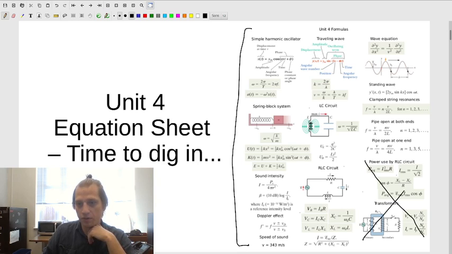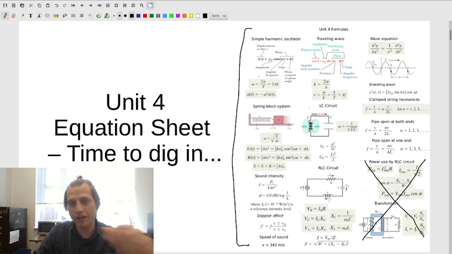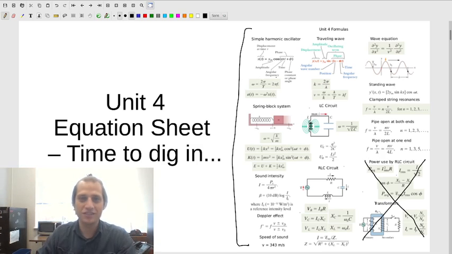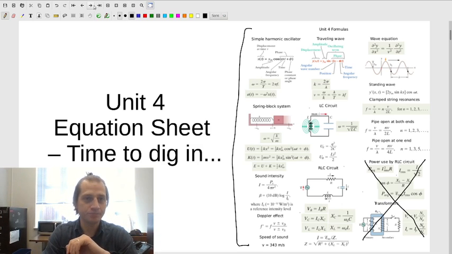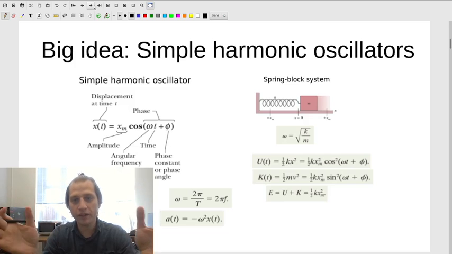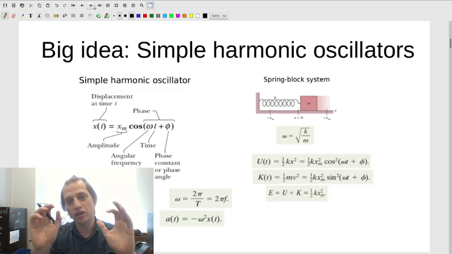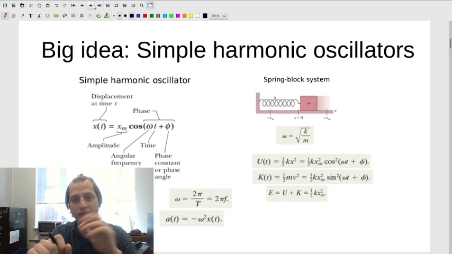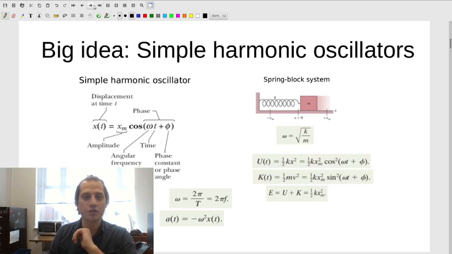scratch off this part of the equation sheet. That is not something that we've talked about. All the rest of the stuff, though, we have, however briefly, discussed. So the point of this video is to try to remind you of all the big ideas and give you an example of what might be a reasonable test question for each.